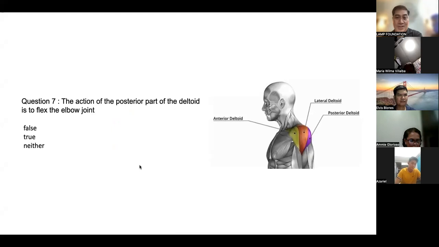Okay, the action of the posterior part of the deltoid is to flex the elbow joint. True or false? False. Why? False. Kasi is to the actions. Okay, outward and backward siya ha, niro-rotate niya yung joint laterally. Okay? Posterior part na yan ng deltoid. Nasa back siya ng shoulder, ha? It rotates the joint laterally para ma-move mo yung arm outward and backward.